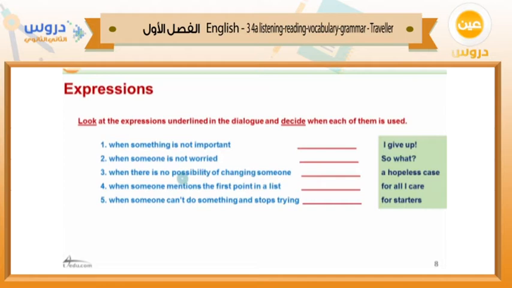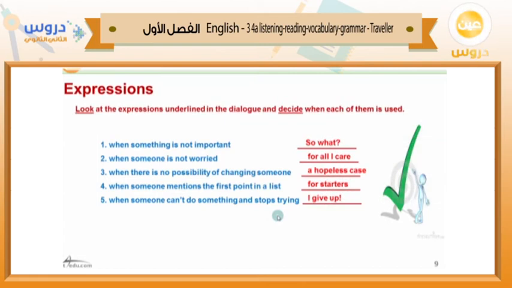And for 3, when there's no possibility of changing someone, you tell him he is a hopeless case, like Josh. And 4, when someone mentions the first point in a list, for starters, that's what he means. And finally, of course, when someone can't do something and stops trying, you say, I give up, like Ben when he gave up on Josh because he was a hopeless case.